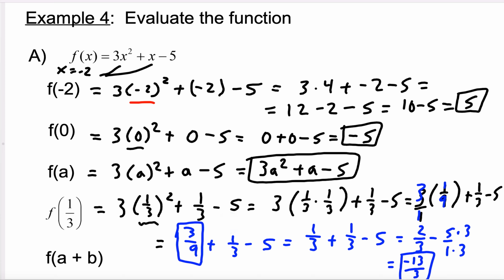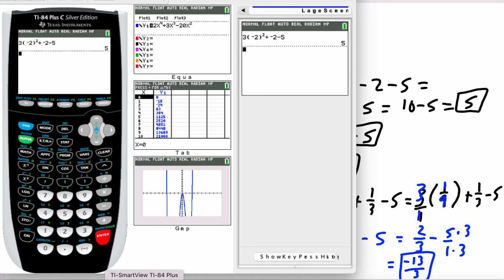So could you put that into your calculator? Yeah, you could put that into your calculator. So let me show you how to do that. So from the get-go here, I could go 3 times 1 divided by 3 squared, and then plus 1/3, and then minus 5. So you get a negative 4.333 repeating.